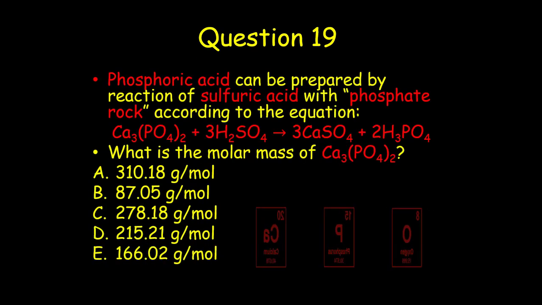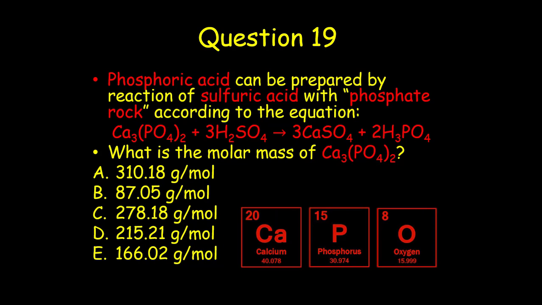Question 19. Phosphoric acid can be prepared by reaction of sulfuric acid with phosphate rock according to the equation Ca3(PO4)2 plus 3H2SO4 gives 3CaSO4 plus 2H3PO4. These are the products of the reaction. What is the molar mass of Ca3(PO4)2? This question might seem too long, but don't get distracted by the equation and what it says above. It's very simple. You have to find the molar mass of Ca3(PO4)2.